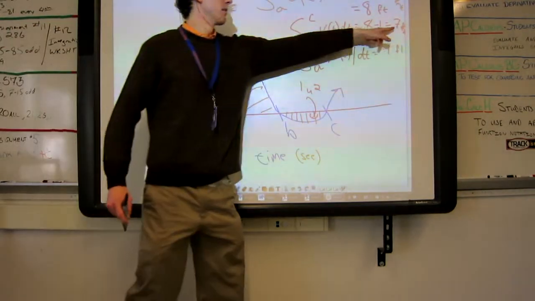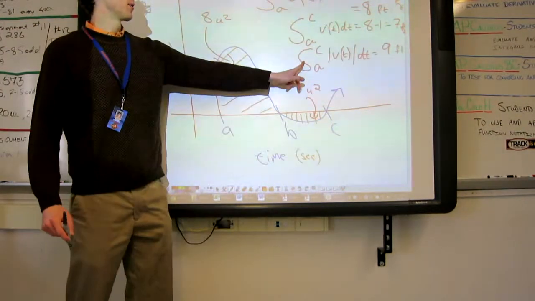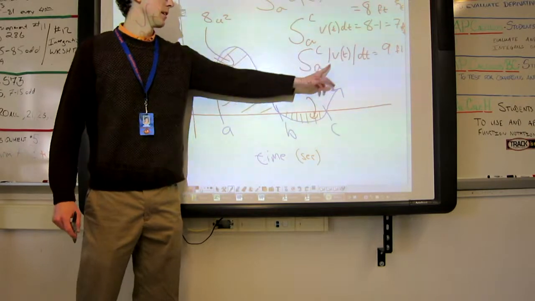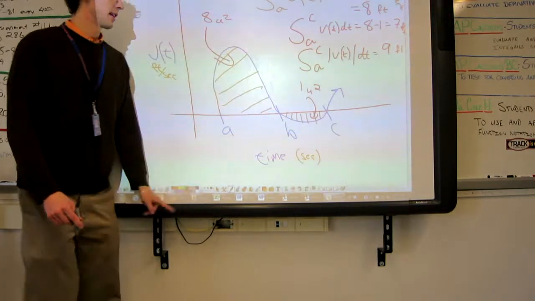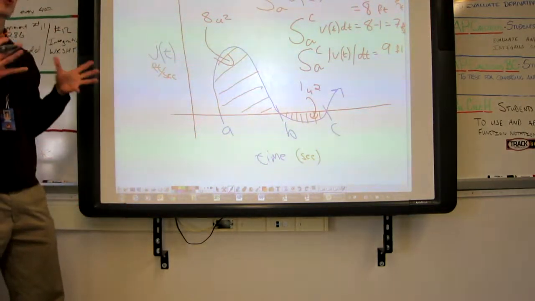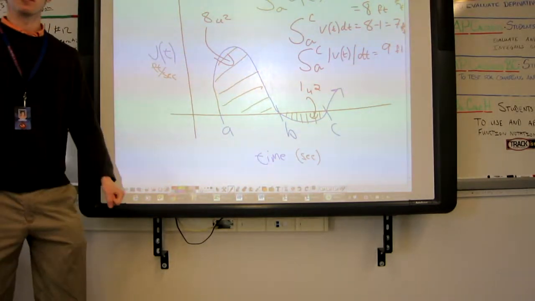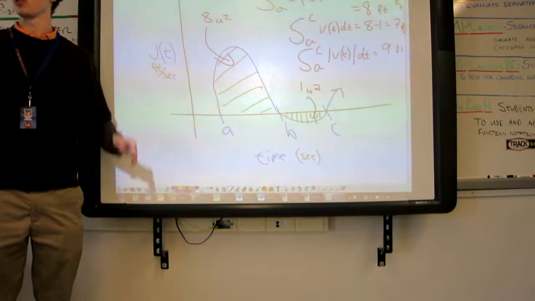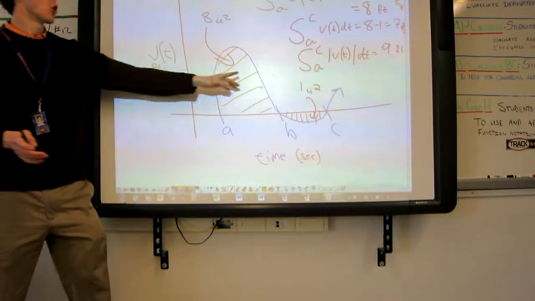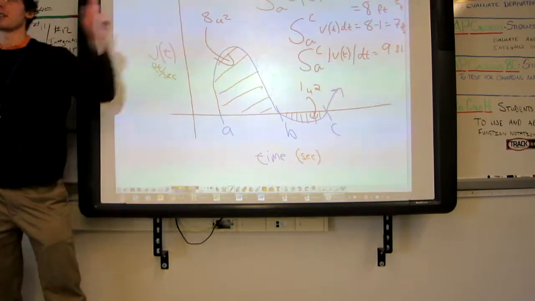Because I got 7. But when I integrated the absolute value of v of t from A to C, I said, how far did I travel? Well, I went 8 feet forward, 1 foot backwards. I traveled 9 feet, right? I traveled 9 feet. I was only 7 feet away from where I started, but the total distance I traveled is 9 feet. Herman, does that make sense?